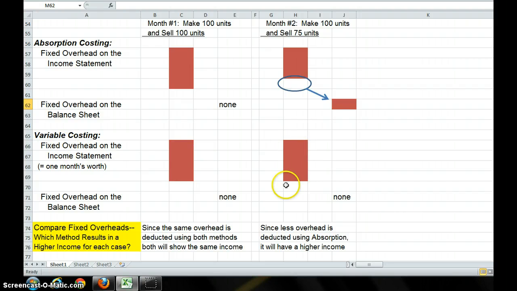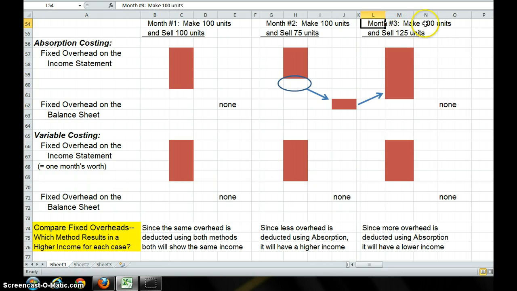Under variable costing, 100% of the month's fixed overhead gets deducted out on the income statement. Notice that the deduction on the income statement for fixed overhead under absorption costing is smaller than what you have under variable costing. Therefore, the income under absorption costing will be higher than the income you show under variable costing.